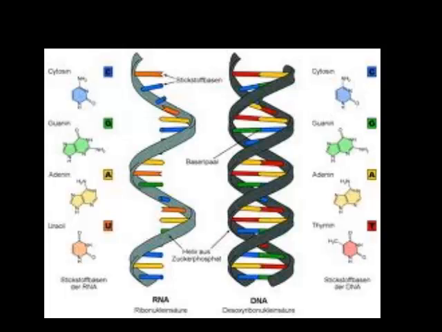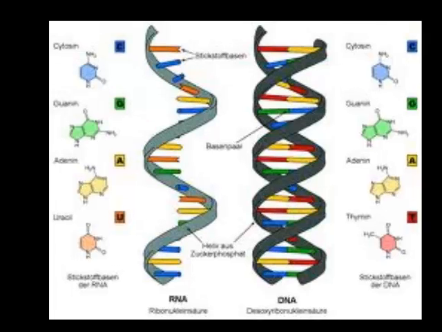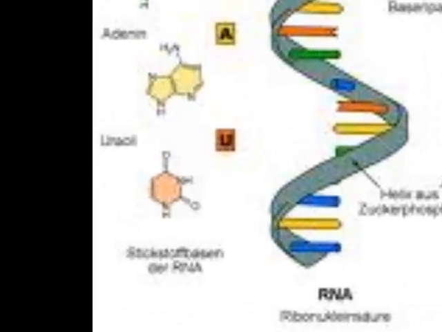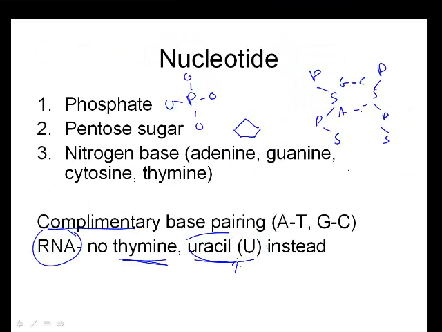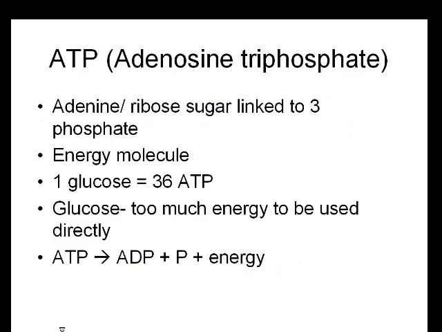Okay. Difference between RNA and DNA: RNA does not use thymine, the nitrogen base; it uses uracil instead. It's an evolutionary process where this RNA is just a little bit more basic than the DNA. Okay, so they're very similar in structure, but they have different functions.